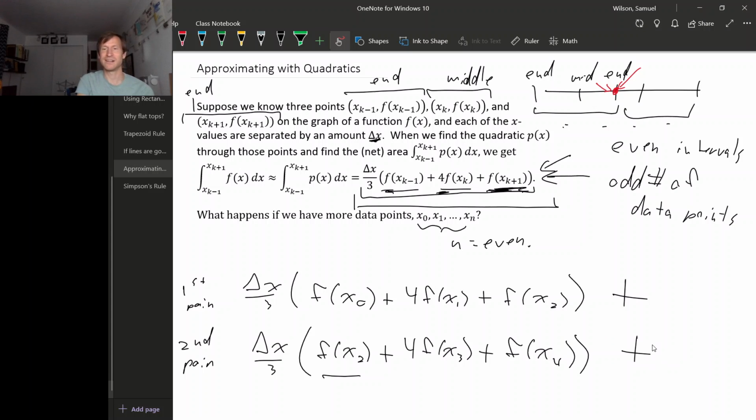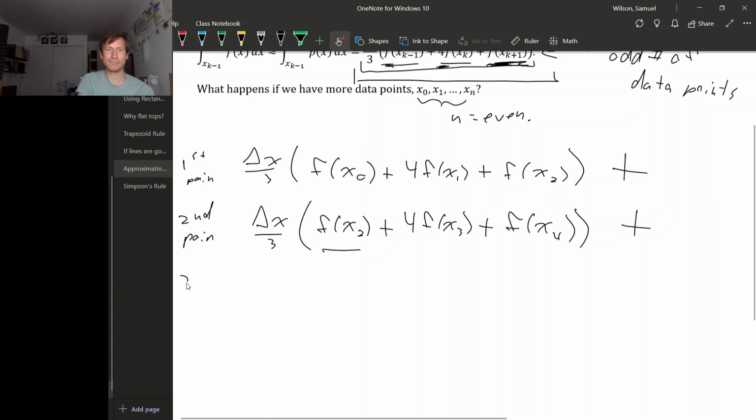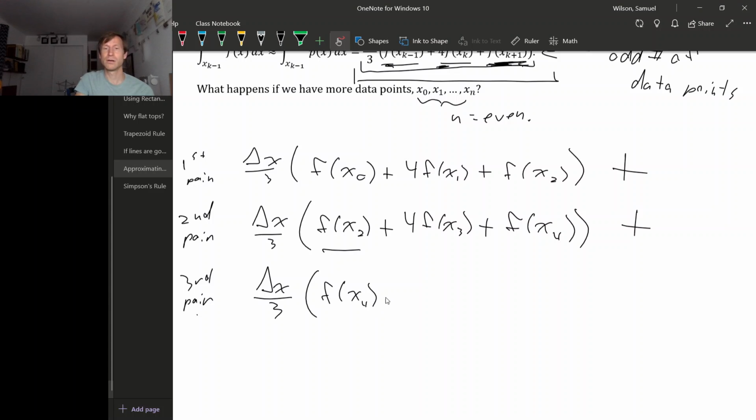Plus, now let's write the third pair of subintervals. So again, it's delta x over 3 times. Now the third pair starts where the second pair ended, so that's f of x sub 4. And then the midpoint gets a times 4, so 4 times f of x sub 5, plus f of x sub 6. Okay, and so on.